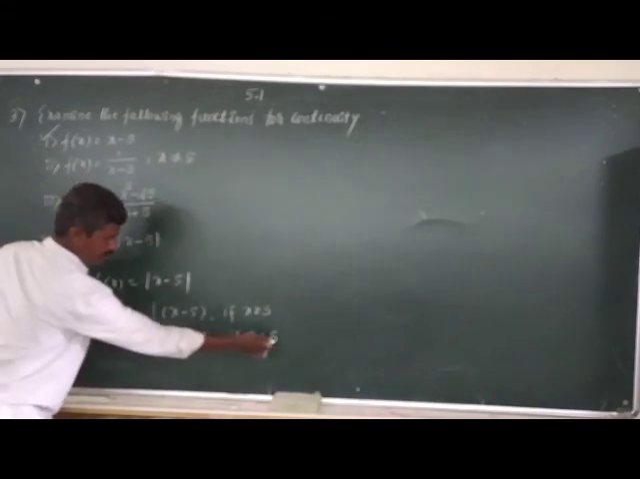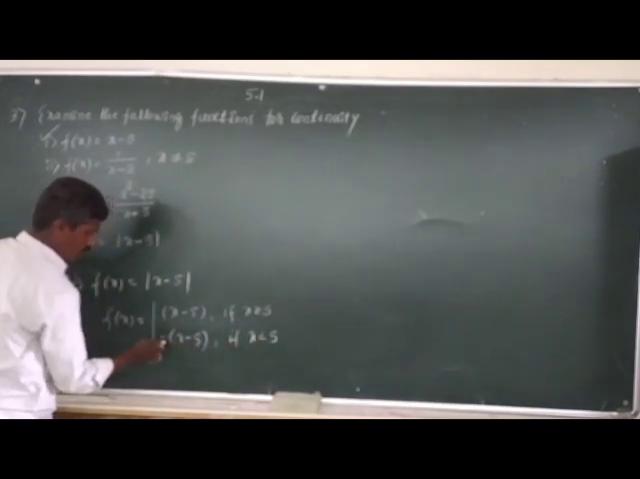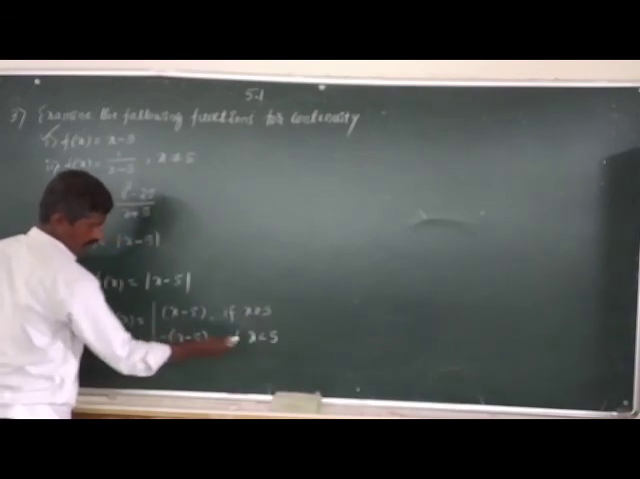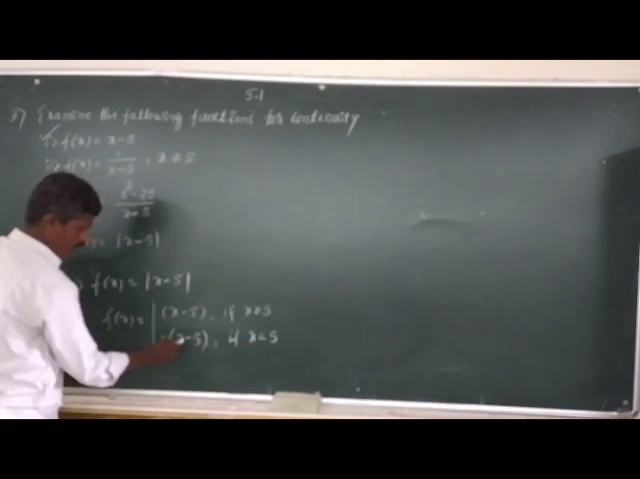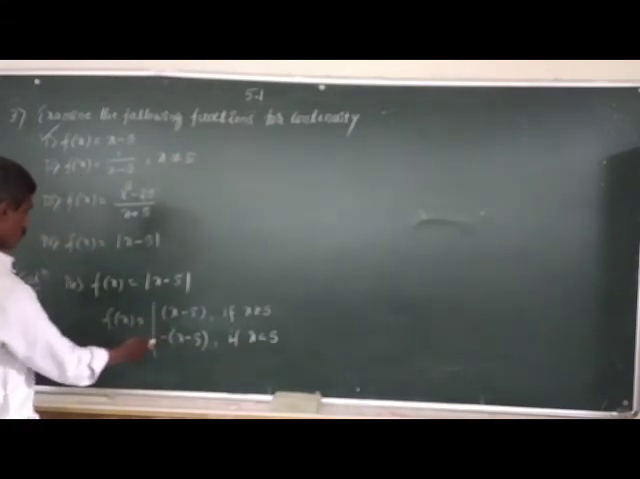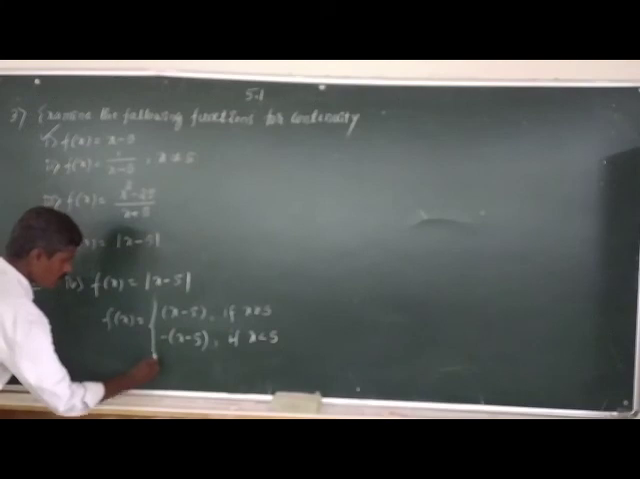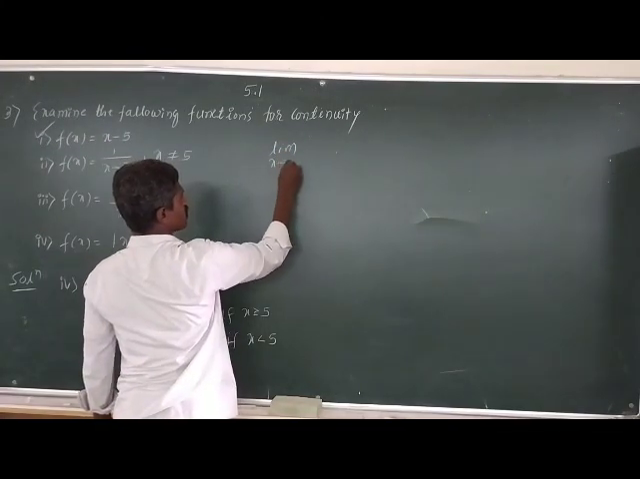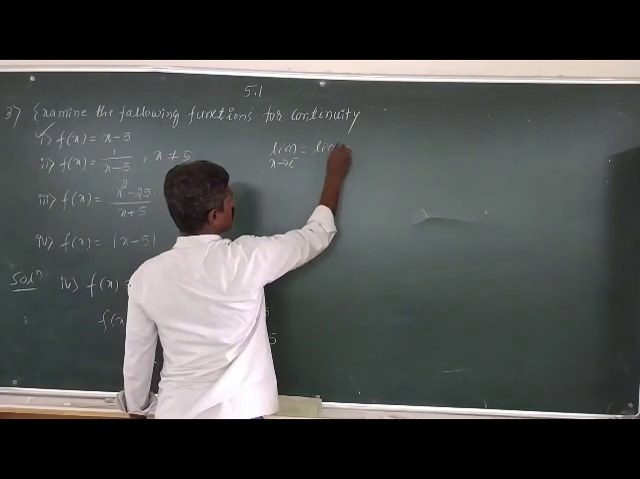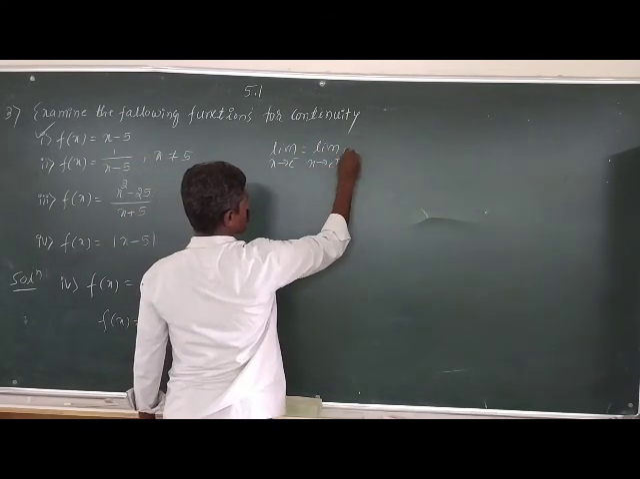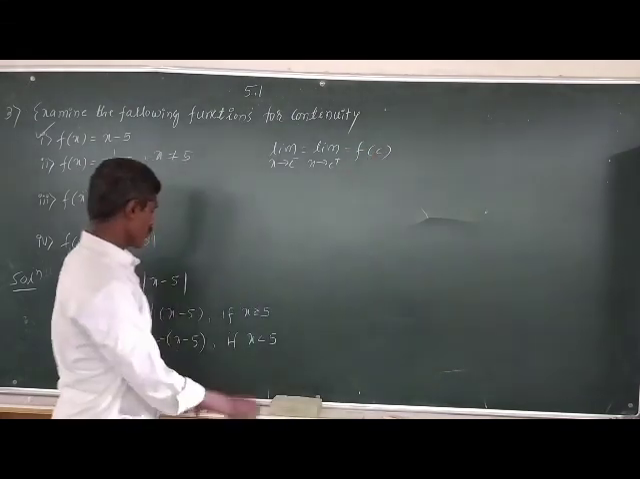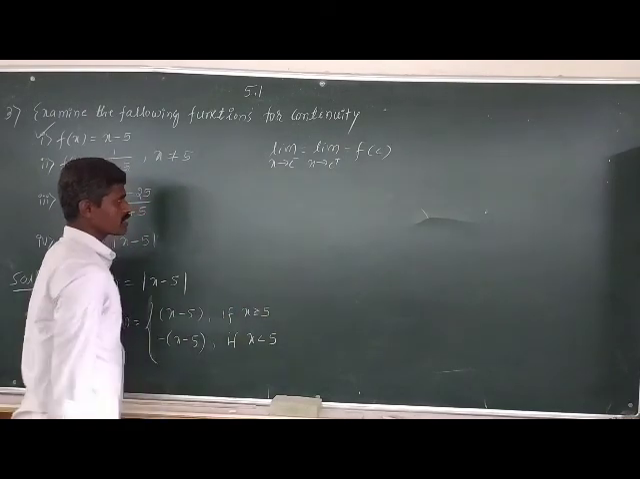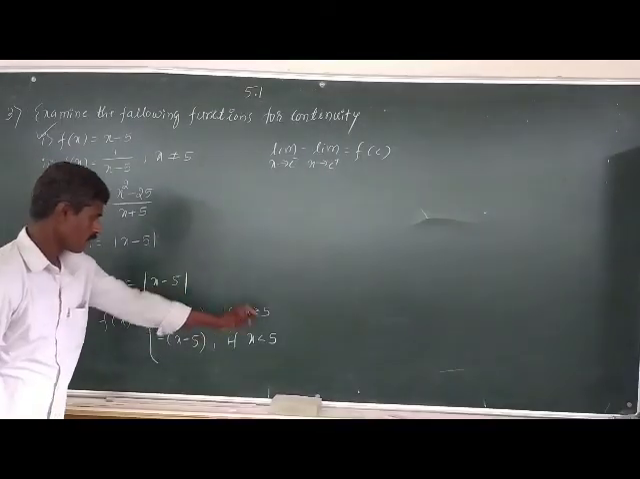Less than 5 means 4. 4 minus 5, minus 1. So for x greater than 5, we get a positive x minus 5. For x less than 5, we get a negative x minus 5. Hence, we have two functions here. So we have to check here that the limit as x tends to c minus equals the limit as x tends to c plus equals f of c. If the function satisfies this condition, then we can say that the function is continuous at 5.